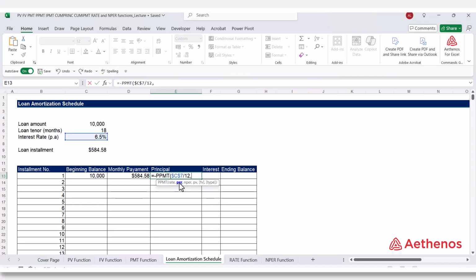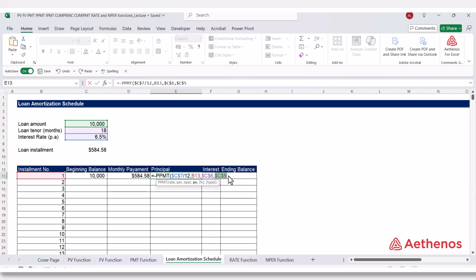the installment number, the per, I can use this cell to link there, B13. Number of payments is 18. I can link it to that cell. Then I will need to fix that, since I'm going to copy it down. So I press F4 there. The B13, the per, I will not be fixing because I want it to move when I copy it down. But this one I need to fix using the dollars. And then the present value is the loan amount, C5. So I need to fix that also because I'm going to copy it down.